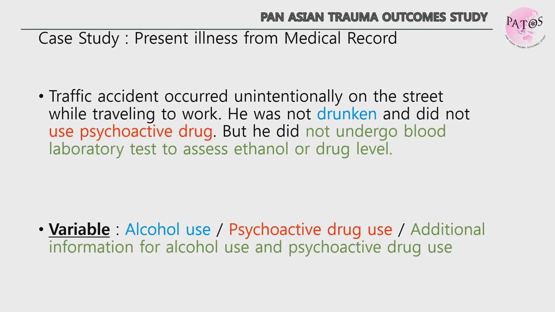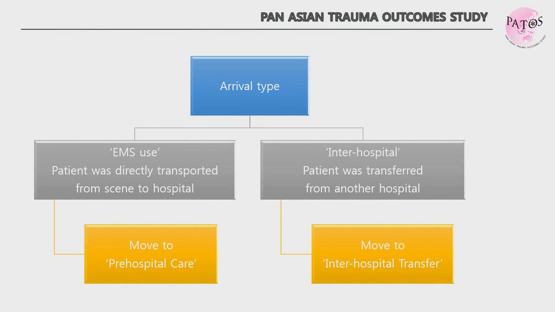The green part shows us information which is not of particular interest to PATOS, but still helps us understand the patient's alcohol use and drug use status. Next is arrival type. The inclusion criteria of PATOS limit patients to those who use EMS for arrival at the hospital. Patients would be divided into those who were directly transported from the scene to the hospital and those who were transported from another hospital. This categorization would lead you to enter different subsequent sections, pre-hospital care or inter-hospital transfer. So please make sure that you select the correct type of arrival in EMS usage.